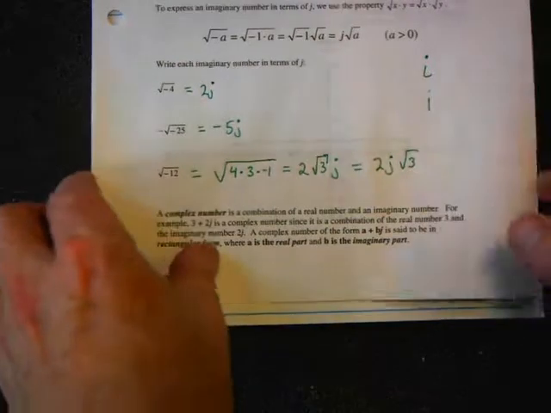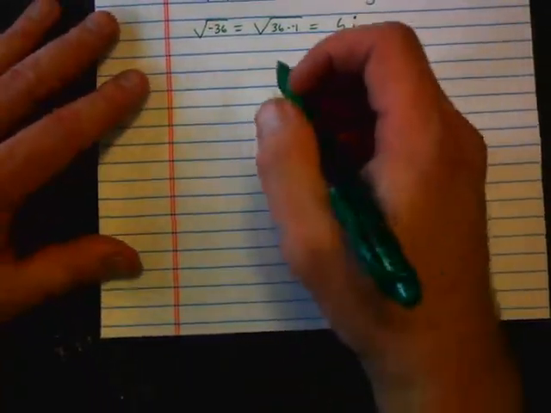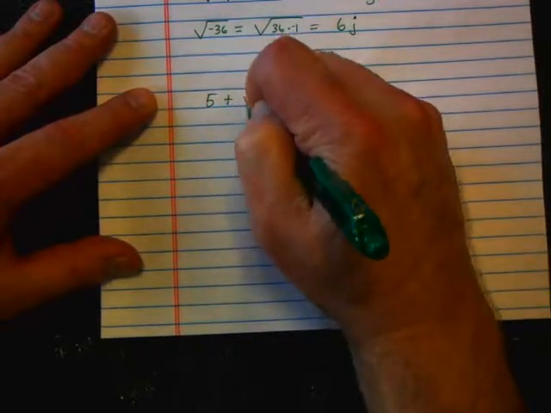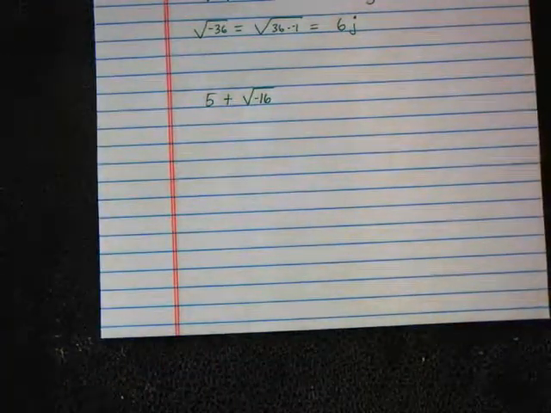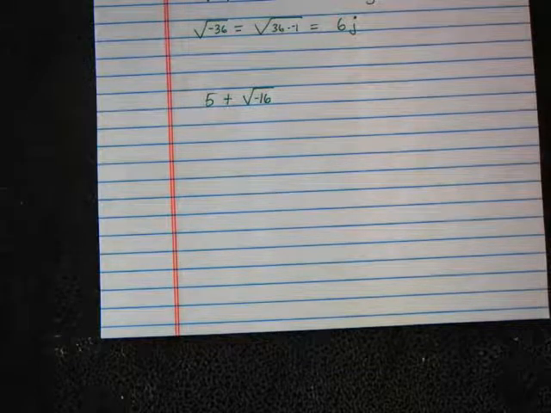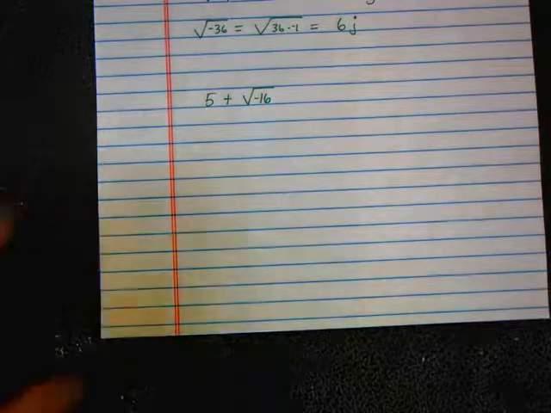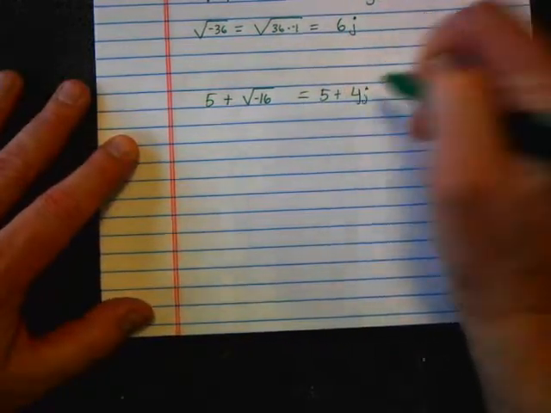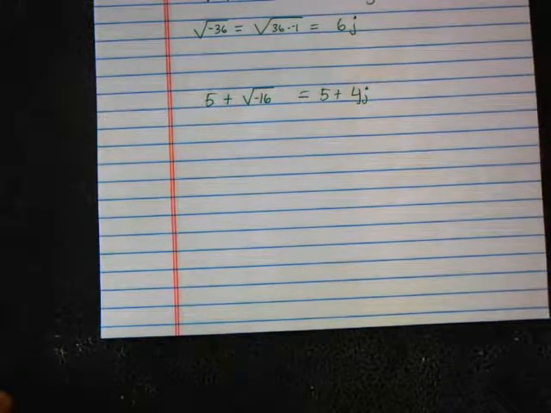Alright, so let's talk about some complex numbers here. For example, I might give you 5 plus the square root of negative 16. Is that a complex number? Yes, because it could be written as 5 plus 4j. So that's a complex number. What's the real part? 5. What's the complex part? 4j.